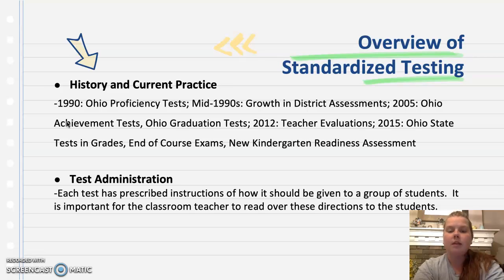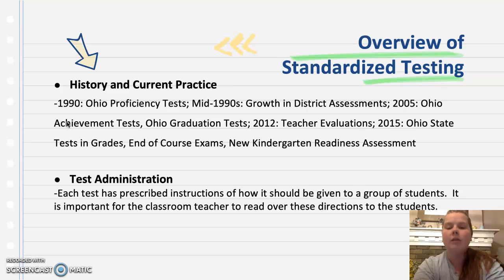In the mid-1990s, there was growth in district assessments. More and more districts saw the need for interim assessments to inform the district efforts that were happening. In 2005, the Ohio Achievement Tests, the OATs, which are now the Ohio Achievement Assessments, and the Ohio Graduation Tests, the OGTs, came about. This was the response to No Child Left Behind, because every child had a chance at education, a chance to pass these achievement tests in different grades, and to pass to graduate high school.